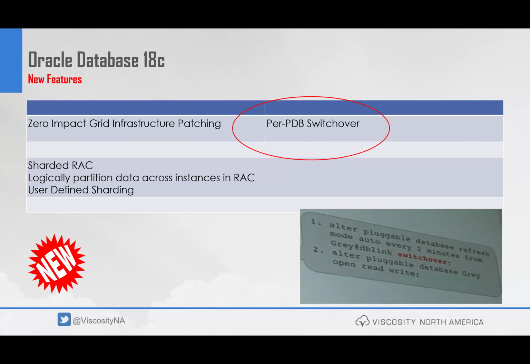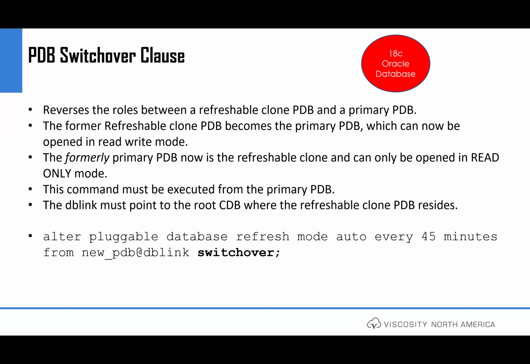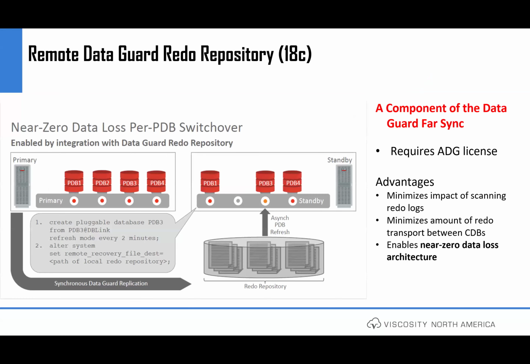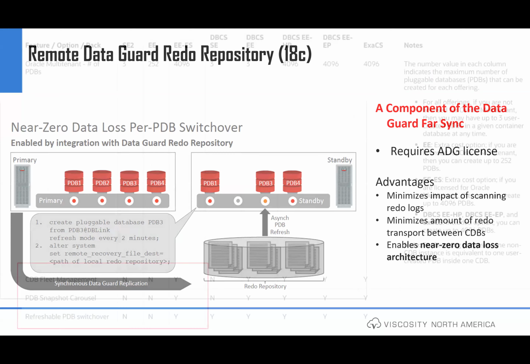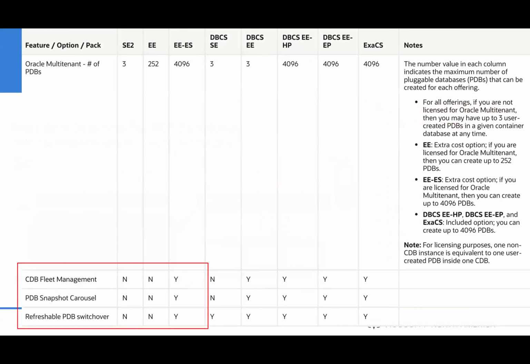And look at how the syntax is, right? ALTER PLUGGABLE DATABASE REFRESH MODE EVERY 2 MINUTES FROM database SWITCHOVER. So it's not our traditional switchover syntax that we're used to. And so the switchover capability can be done at the PDB level now in 18c. And the redo repository, I mentioned this earlier in the previous slide.